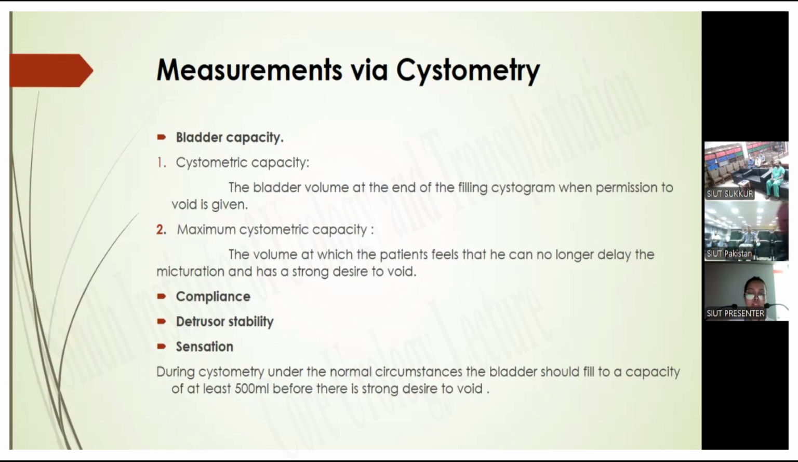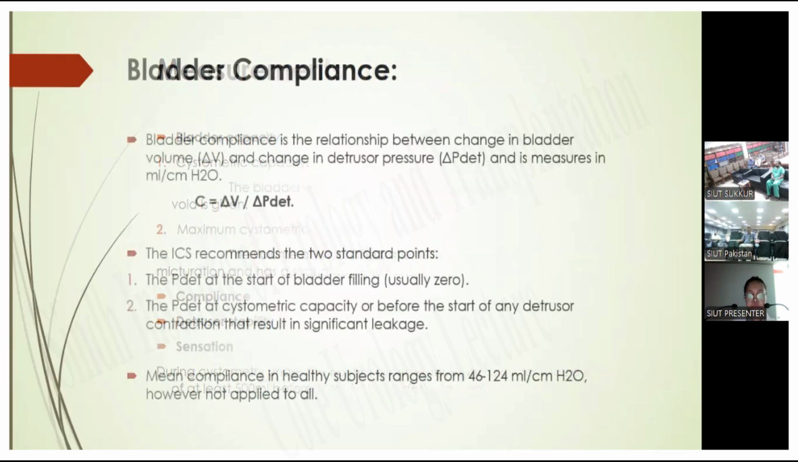The second thing we get via cystometry is bladder compliance. Third is detrusor stability and sensations. During cystometry, under normal circumstances, the bladder should fill to a capacity of at least 500 ml before there is a strong desire to void. This point is very important.